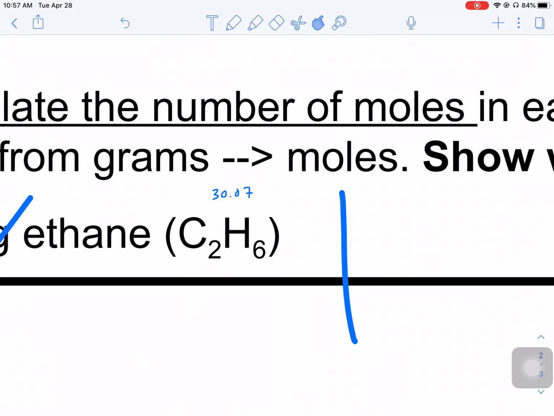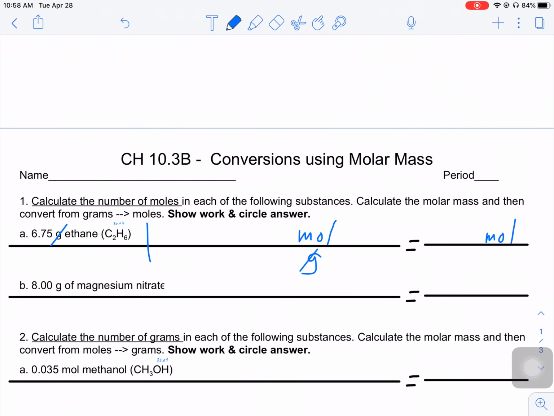And I did my work ahead of time, so I wouldn't have to do it now. So 2 carbons is about 24, and 6 hydrogens is about 6. Add it all up, and you get to about 30 grams per mole. Remember, the 1 typically goes with the mole. And in this case, the 30.07 goes with the grams. So now we're going to multiply the top. So 6.75 times 1 is 6.75. And then we're going to divide by the 30.07 on the bottom.